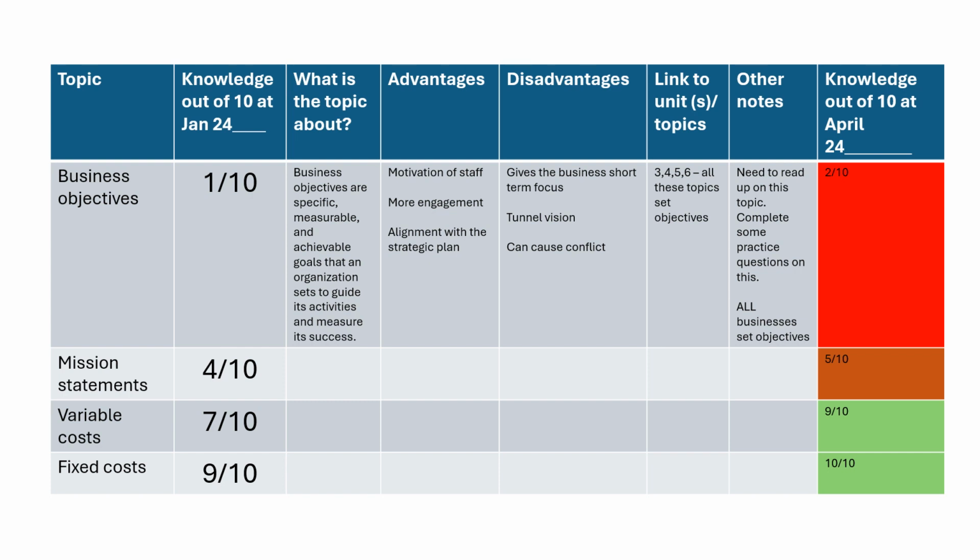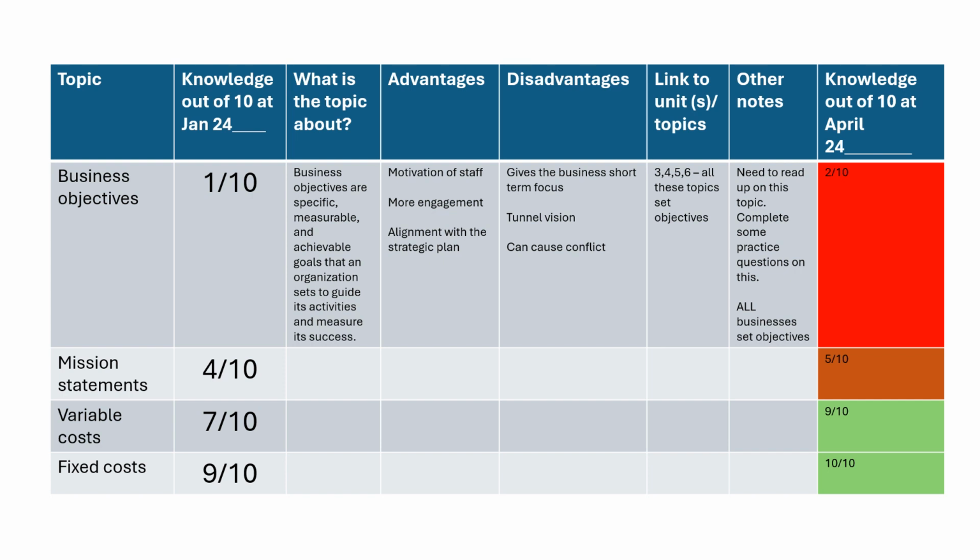I've found out that it does link quite nicely to topics 3, 4, 5 and 6 in the syllabus, because all of those topics, whether it's marketing, operations, finance or human resources, they all tend to set objectives within those functional areas. I've also put some other notes saying I need to read up on this topic and complete some practice questions. And then at that later point, I've said I still don't understand that particular topic.